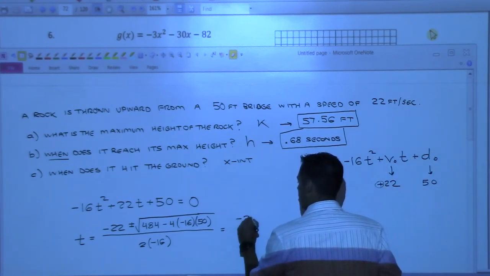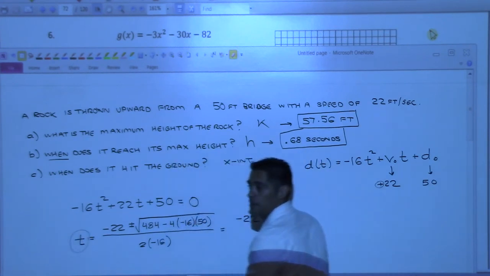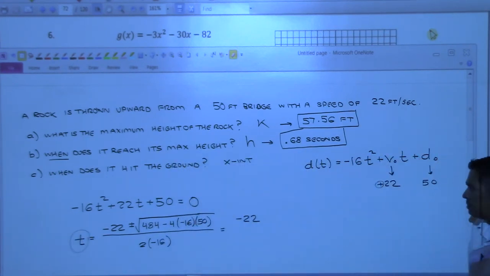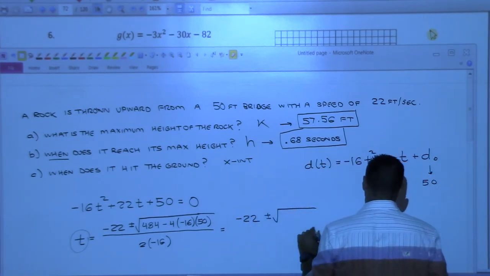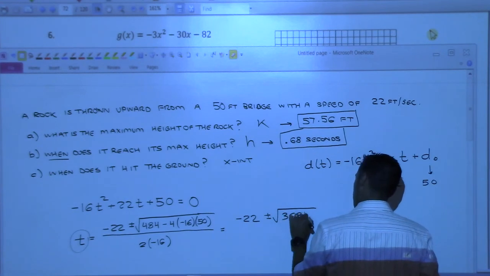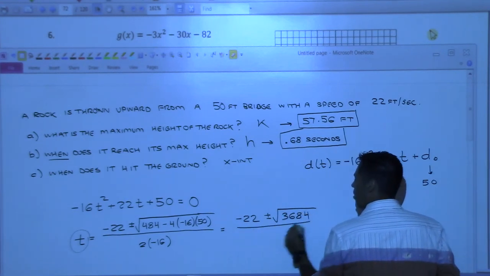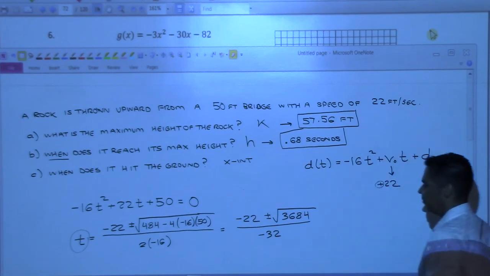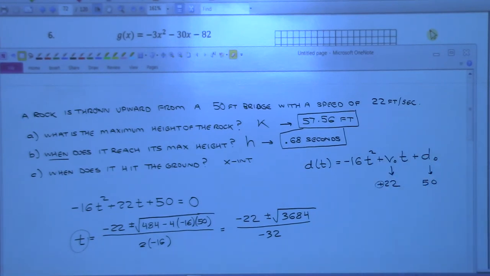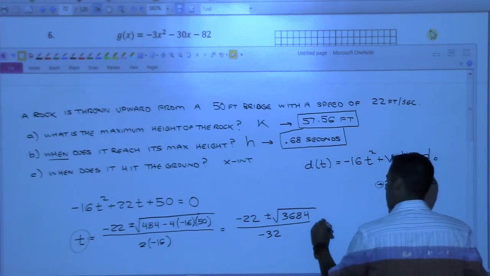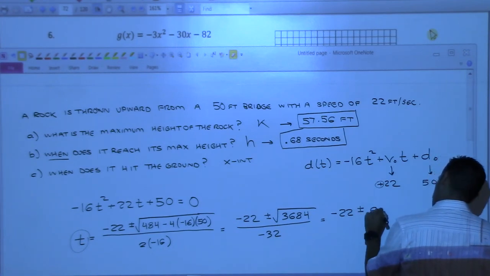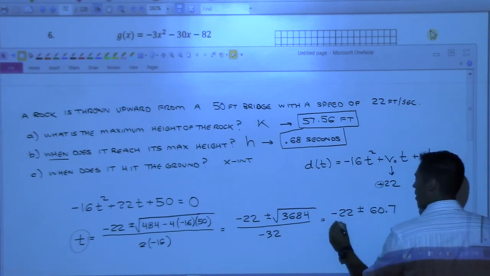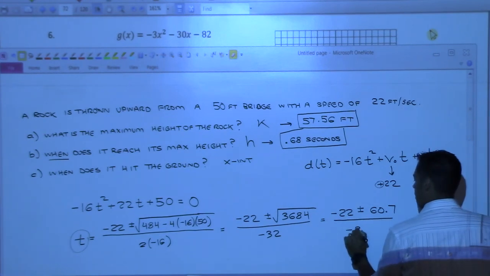So negative 22. Also, notice I use t instead of x, right? Because I'm solving for t, not x. So plus or minus the square root. When I put all that together, I'm getting 3684 under there, all over negative 32. Then I have to take the square root of that. So negative 22 plus or minus 60.7 over negative 32.